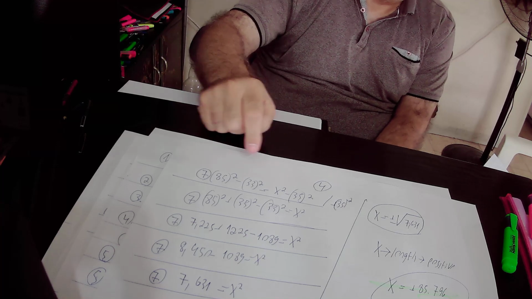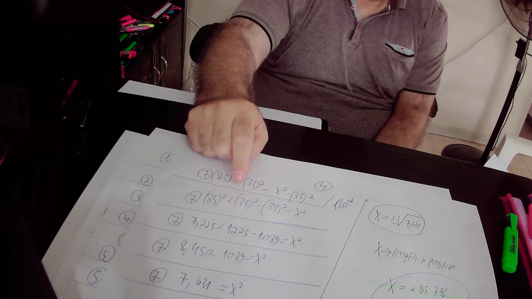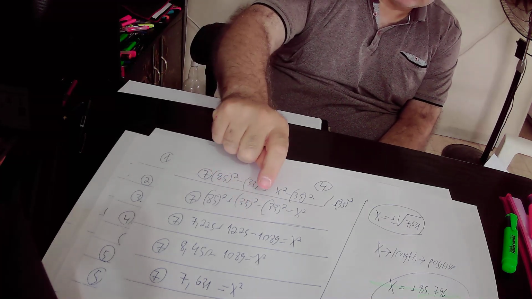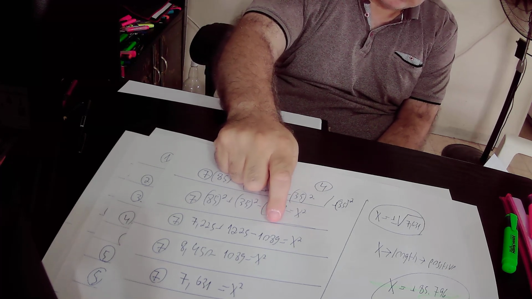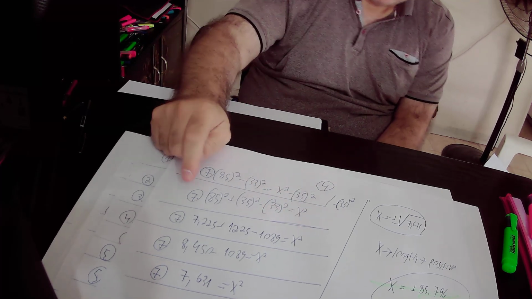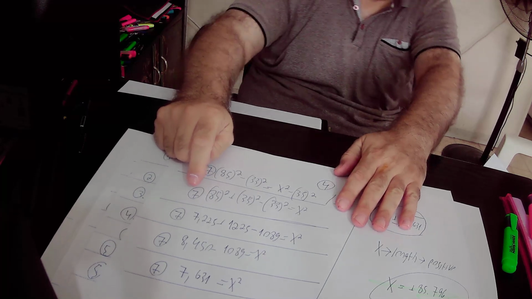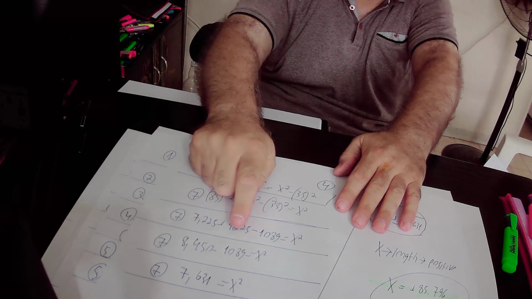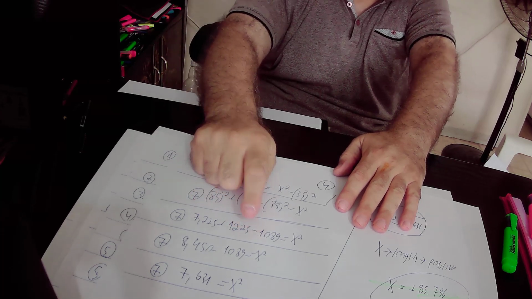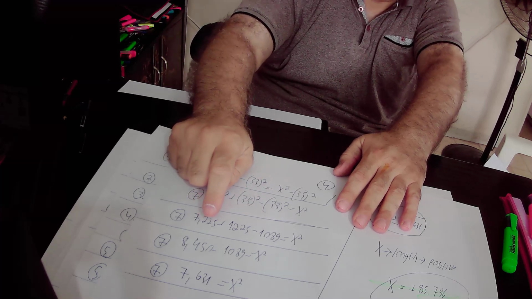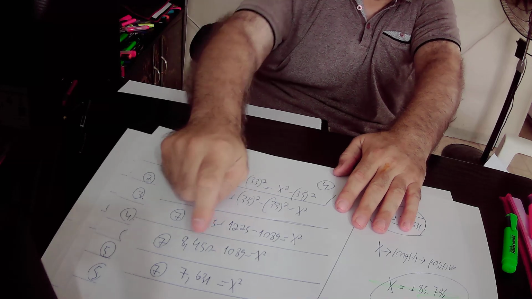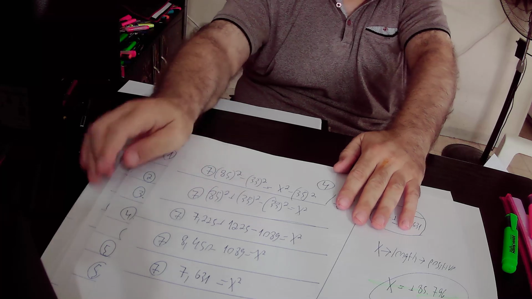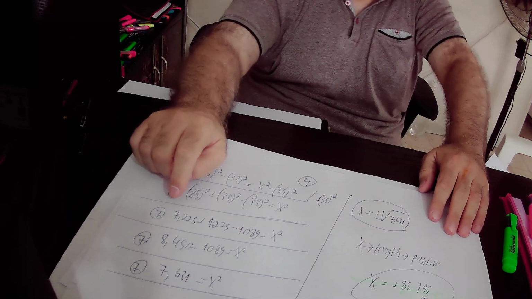85 square is 7,225 plus 35 square. 35 square is 1225 minus 33 square is 1089, that is equal to x square. 7,225 plus 1225 is 8,450 minus 1089 equals to x square. 8,450 minus 1089 is 7,631, that is equal to x square. So in conclusion, we found out that according to equation number 7, x square equals to 7,631.